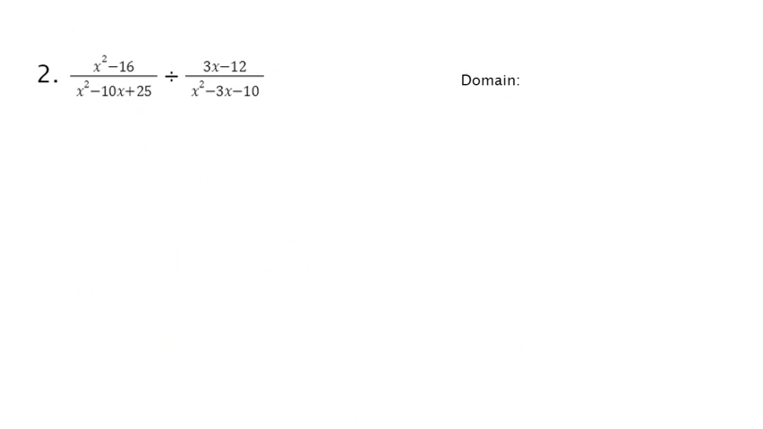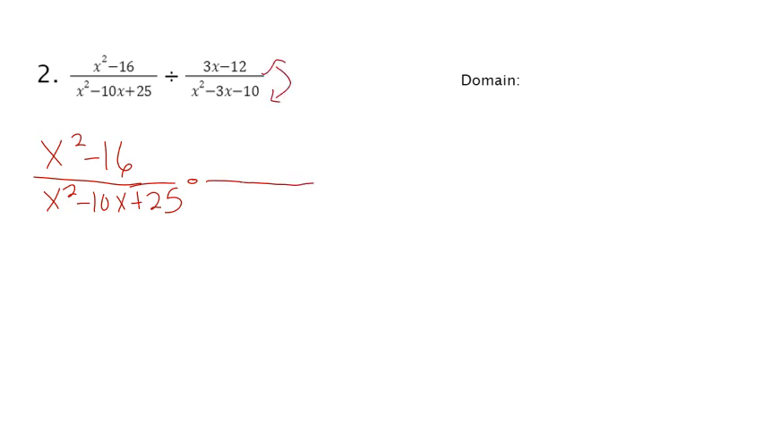The next example is very, very similar to what we already saw. We're just rewriting it. So we have here x squared minus 16, x squared minus 10x plus 25. And then we're flipping that second fraction. And now we're just going to go ahead and simplify all the different pieces.